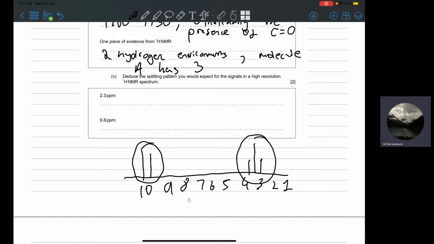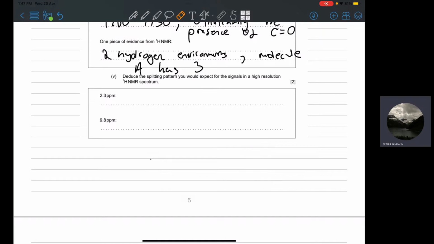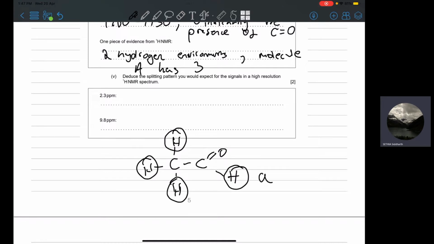So, for example, let me just erase all of this and take up molecule B. You have molecule B, which looks something like this. Double bond O, H, H, H, H. Now, these hydrogen environments, this one and this one, A and B, these are neighbors, right? These two environments are neighbors to each other.